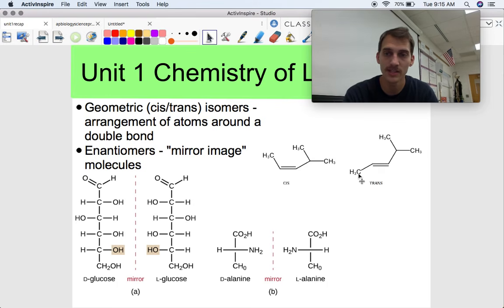Okay, so you can see the CH3 is on the opposite side of these other ones over here, but on this one they're on the same side. Hence, those are geometric isomers, cis and trans.